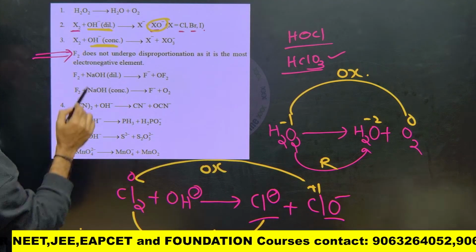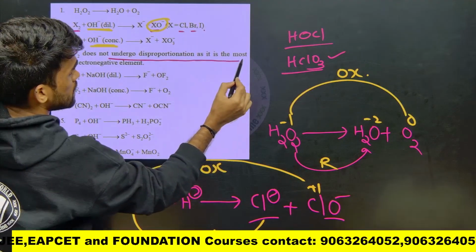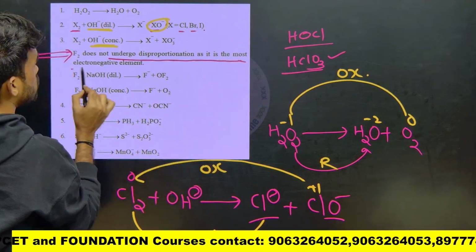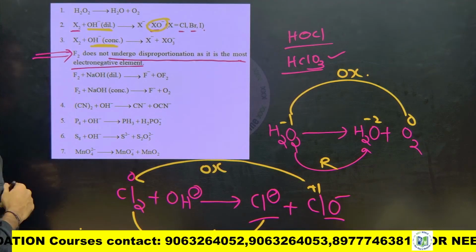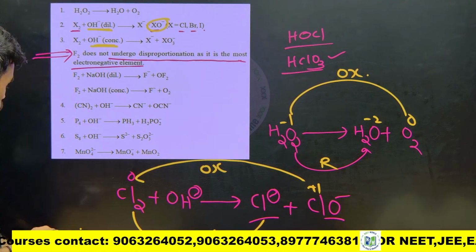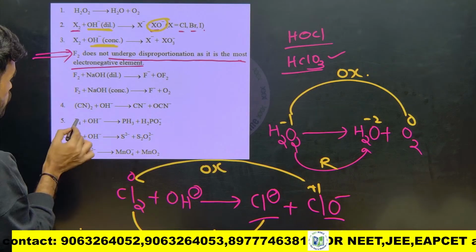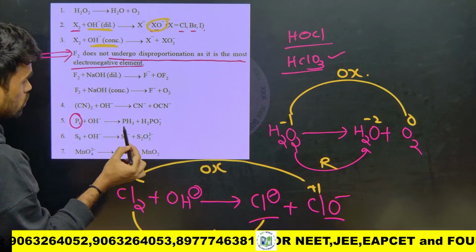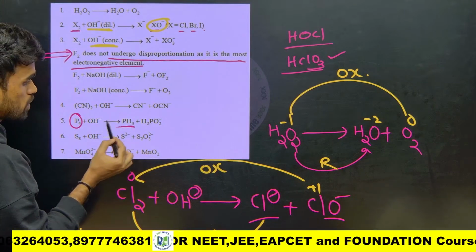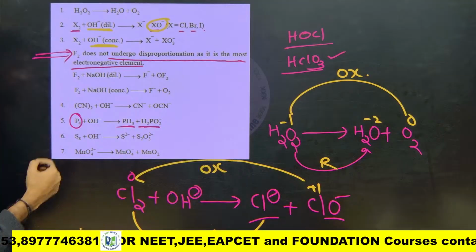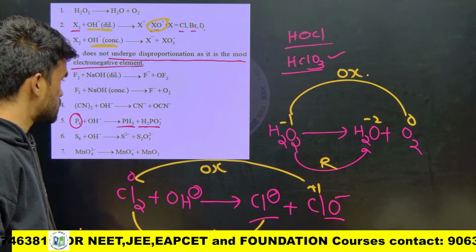And see, F2 does not undergo disproportionation reaction as it is the most electronegative element. Okay, so just make a note of all these reactions. See, P4 in basic medium undergoes oxidation as well as reduction to form phosphine and this oxo acid of phosphorus.